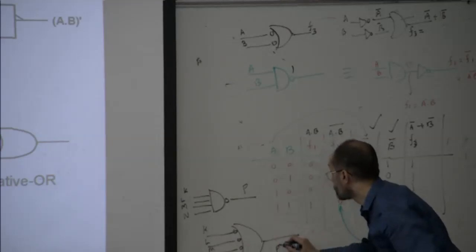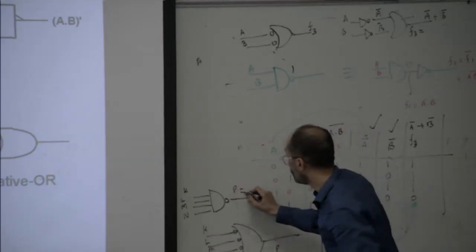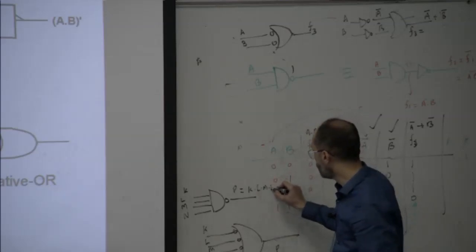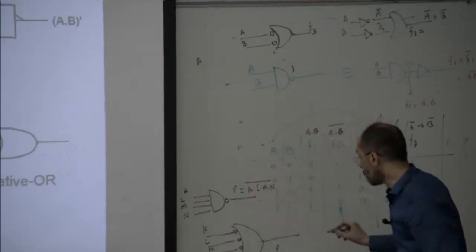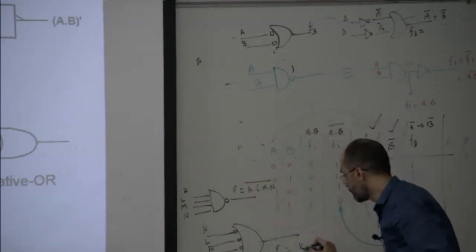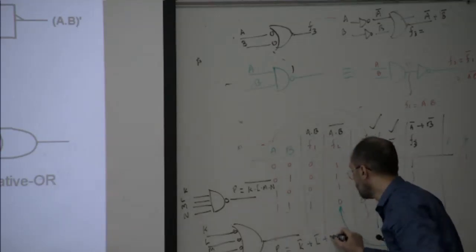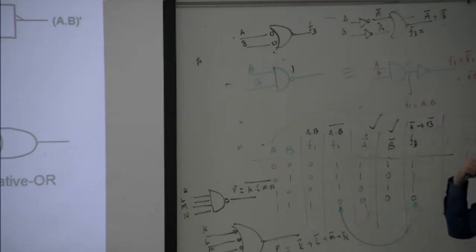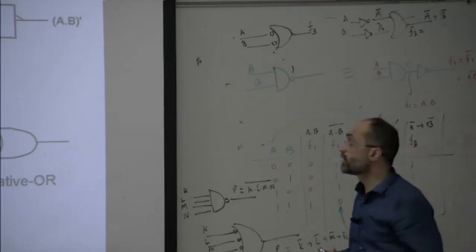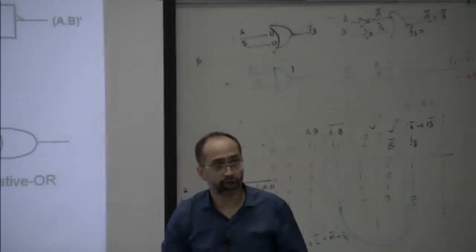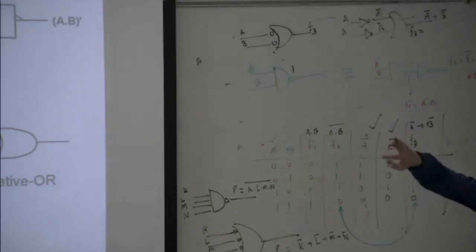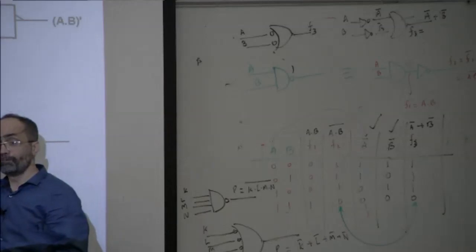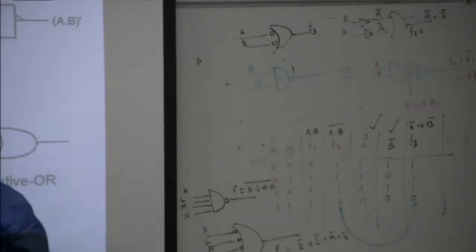So what is P? P is equal to K dot L dot M dot N whole bar. This is equal to K bar plus L bar plus M bar plus N bar. This is called the duality principle, in which we can convert a NAND gate into a negative OR gate by pushing the bubble from the output to the input. When we push the bubble from the output to the input, the AND gate will become an OR gate, and the bubble will be pushed to the input.